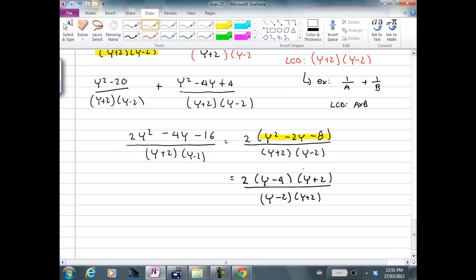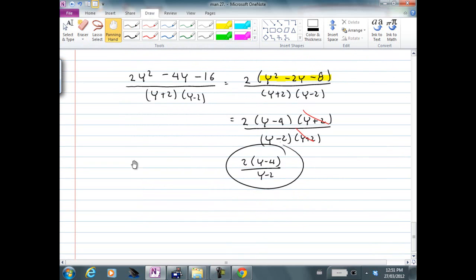Okay. Y plus 2 cancels out. Hey, look at that. What you're left with is something really nice. 2 times y minus 4 over y minus 2. Voila. Question, Jason. So what if instead of taking the 2 out, I just multiply the 2 by... Oh, what you'll be left with in the end is going to be 2y minus 8 on top. Same thing. You should have 2y minus 8 on top, right?